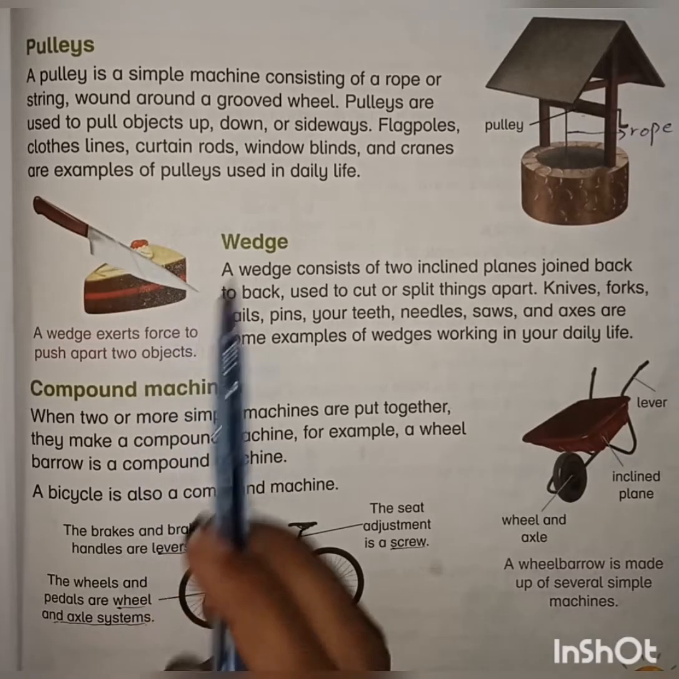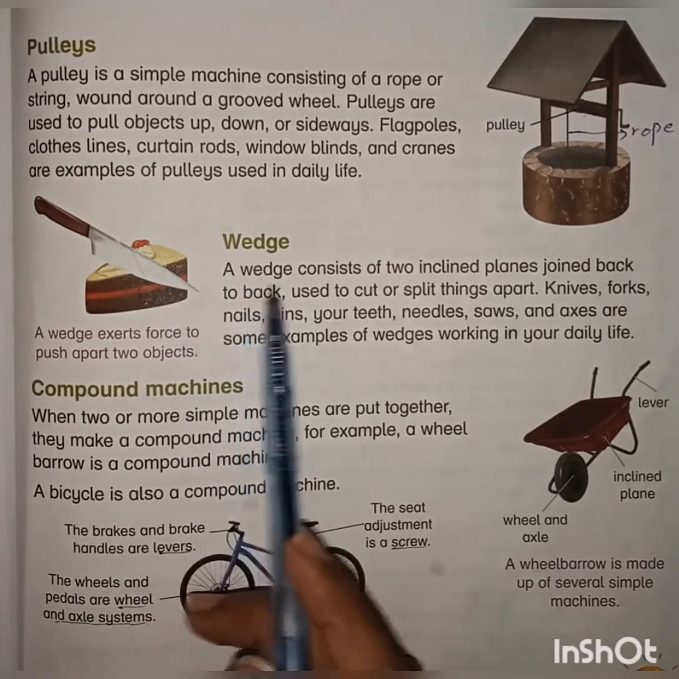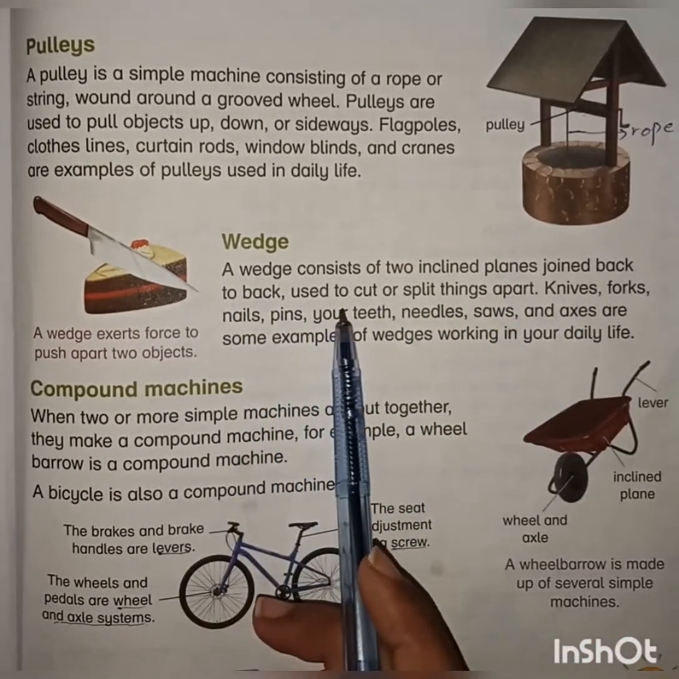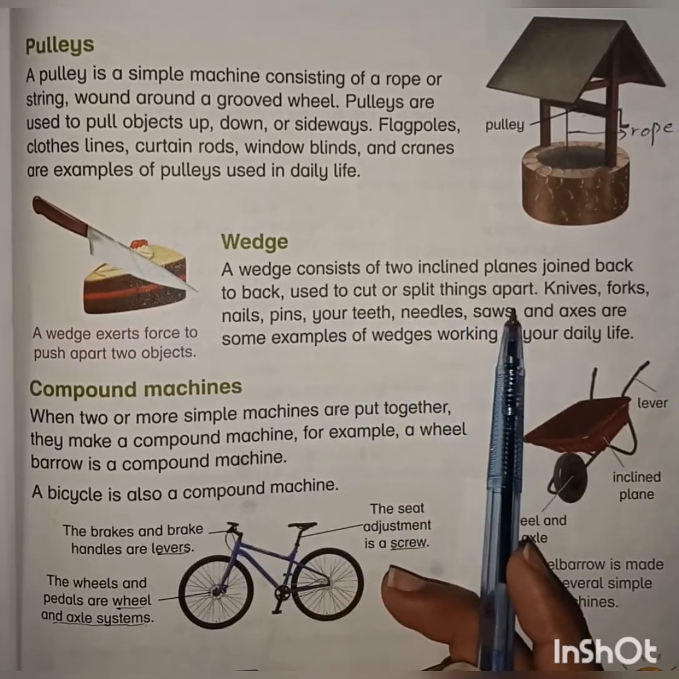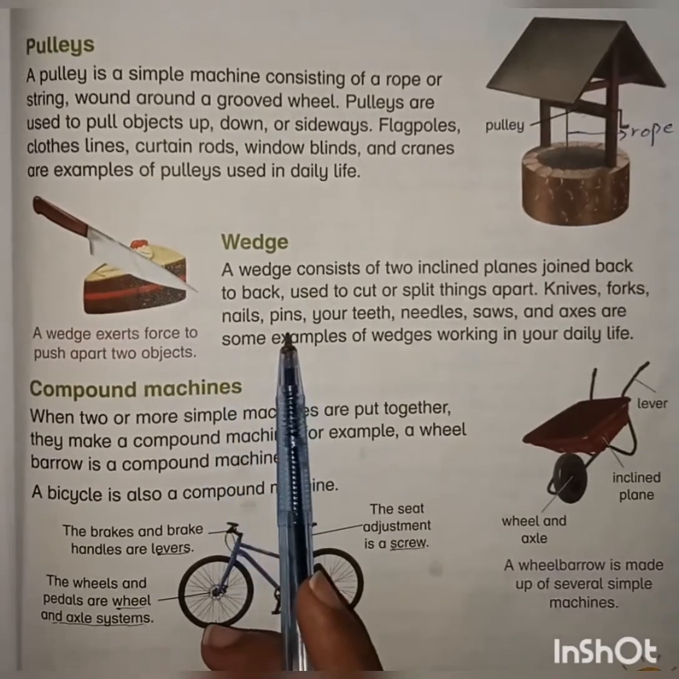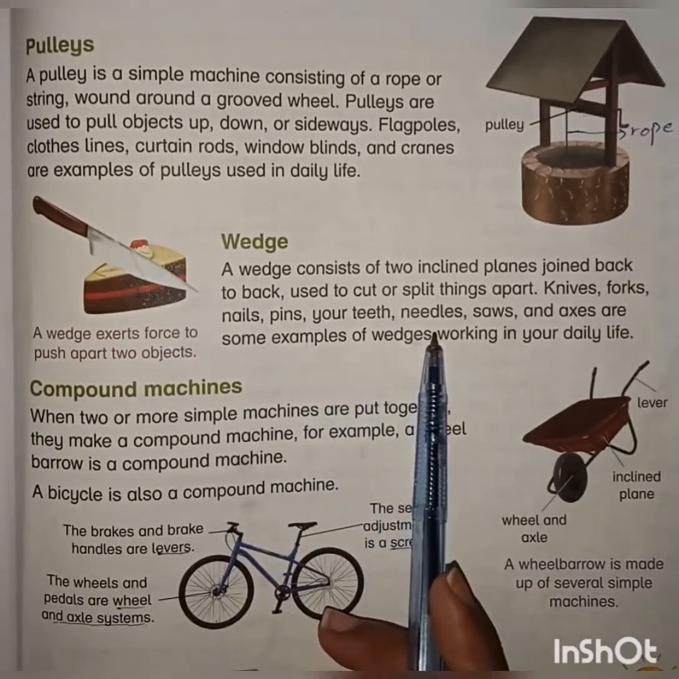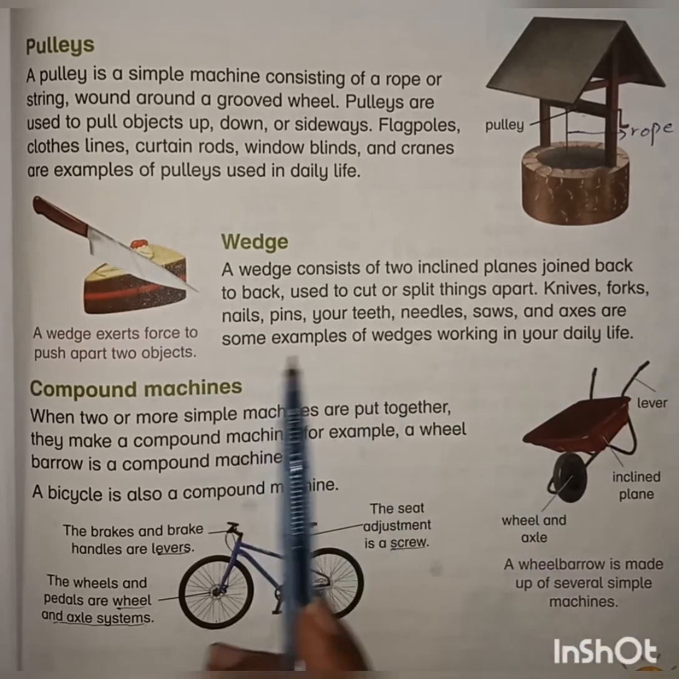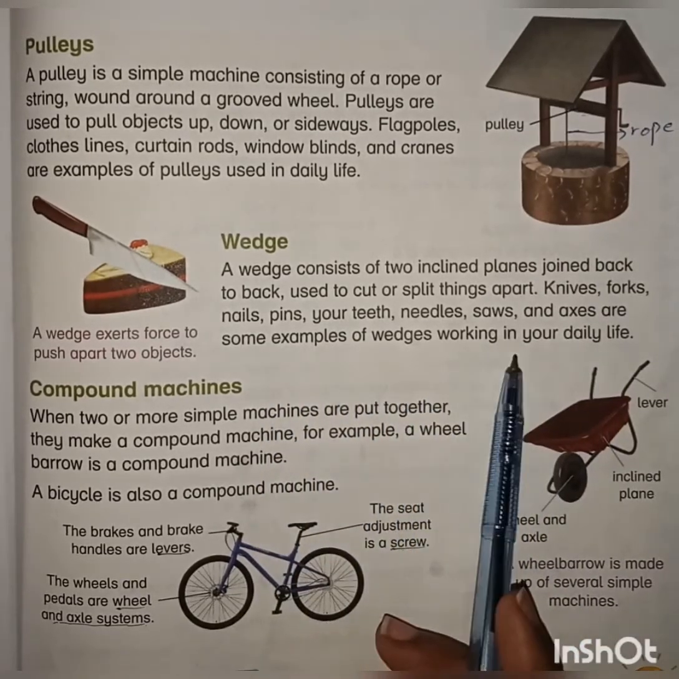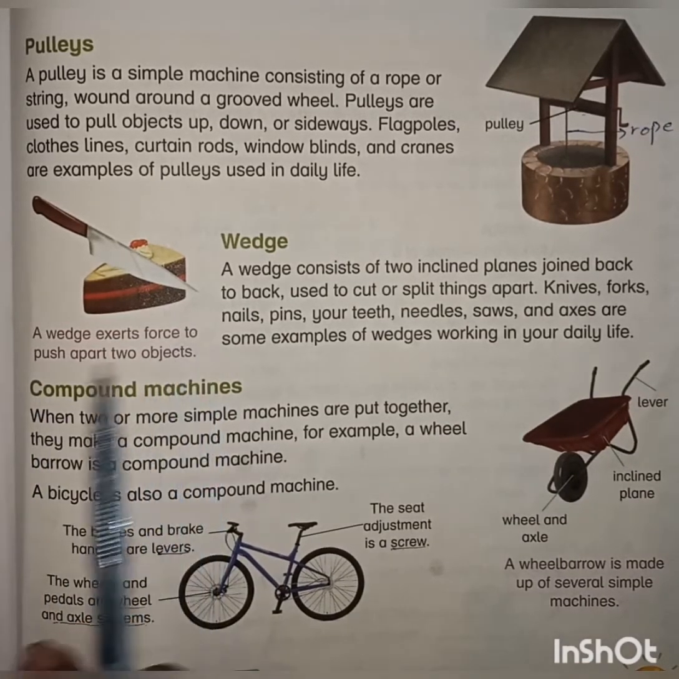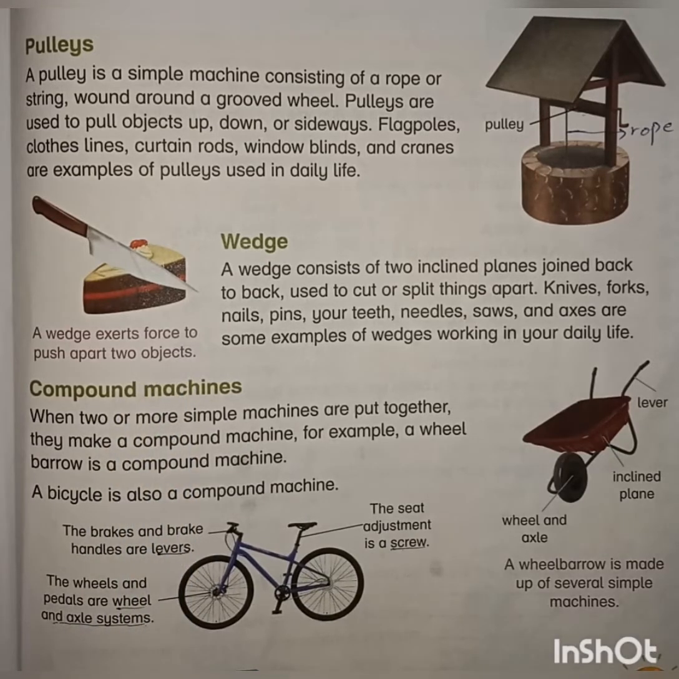The last one, wedge. A wedge consists of 2 inclined planes joined back to back, used to cut or split things apart. Knives, forks, nails, pins, your teeth, needles, saws and axes are some examples of wedge working in your daily life. A wedge exerts force to push apart 2 objects.